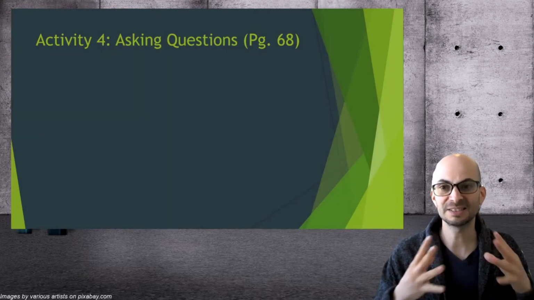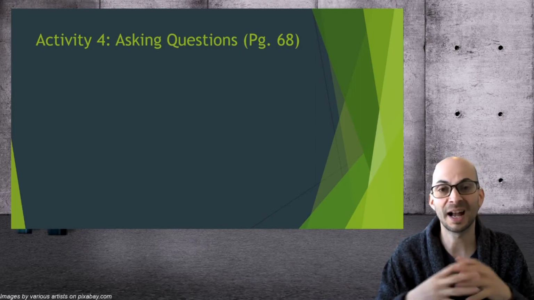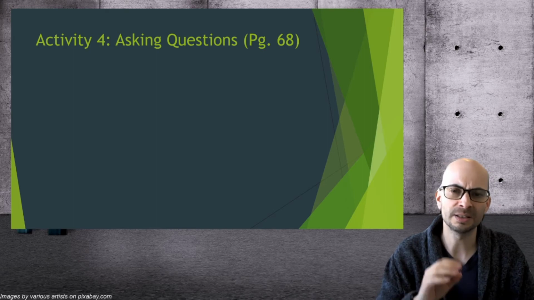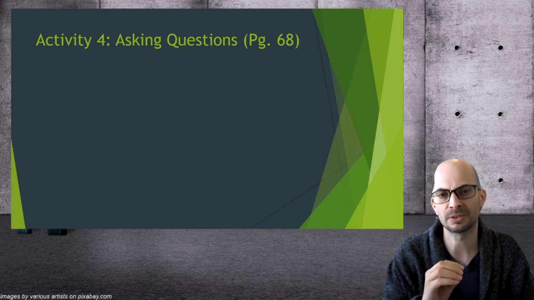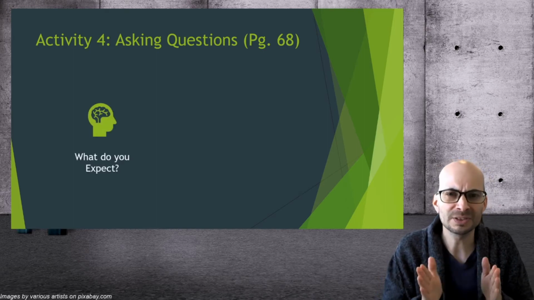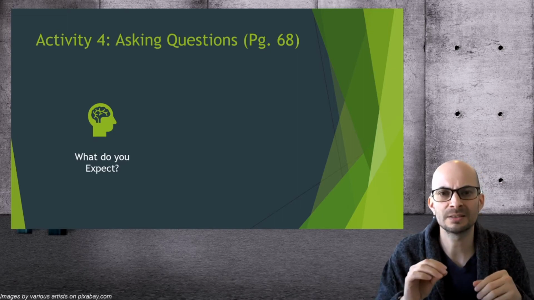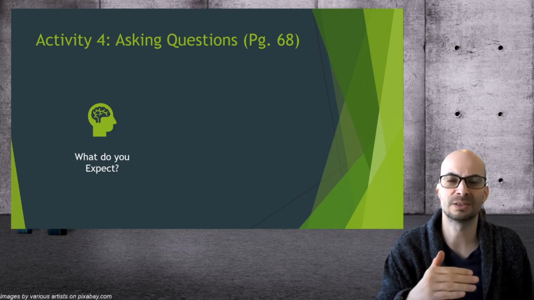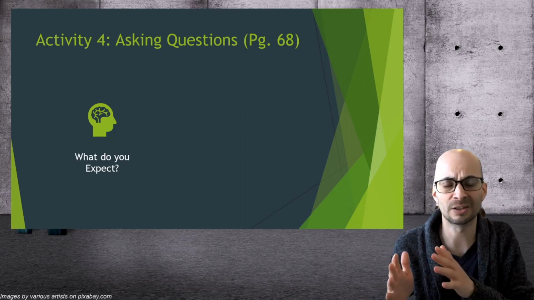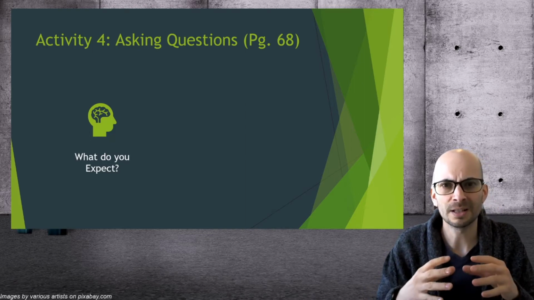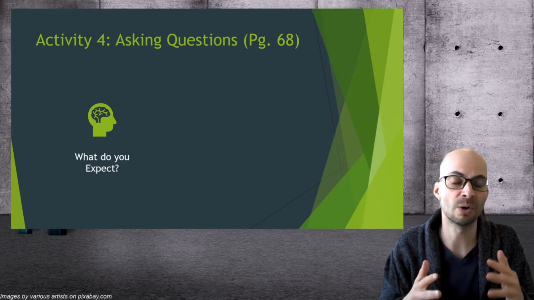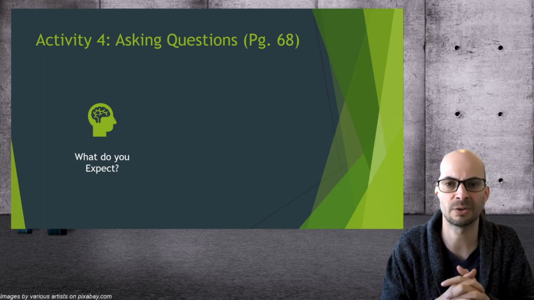So, page 68, activity 4, asking questions. This is a pretty basic activity, but it's teaching us something very important. The first thing is, when you read a topic sentence, what do you expect to be in the topic sentence? We discussed this in our last session, but that expectation is going to help you discover what you need to write in a paragraph.